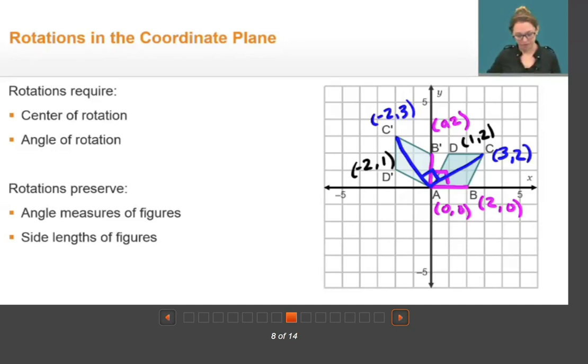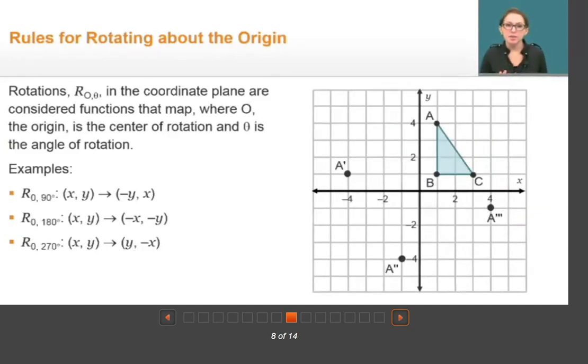Let's formalize this pattern. There are special rules that can be used when considering the functional relationship of rotations about the origin. These rotations all go counterclockwise for positive angles of rotation, and these rules only work when rotating about the origin. So let's take a look at vertex A at 1, 4. We can see that if A is rotated 90 degrees, so here would be our origin right here, and then we go to A prime, making a 90-degree angle, then we have A prime at -4, 1.